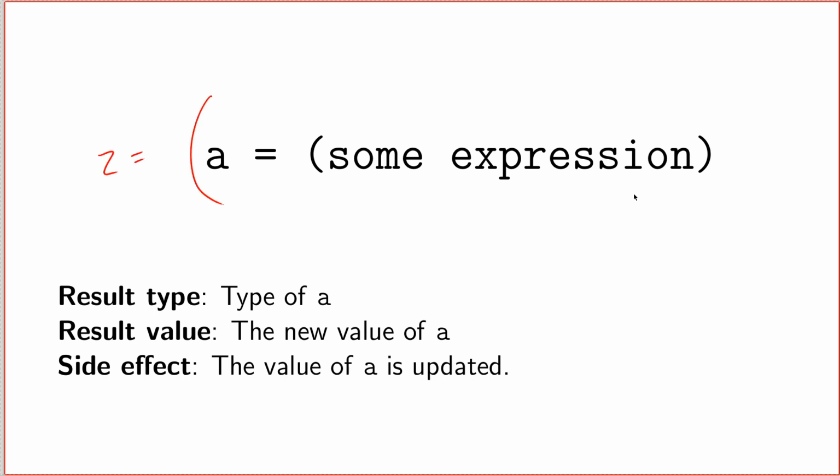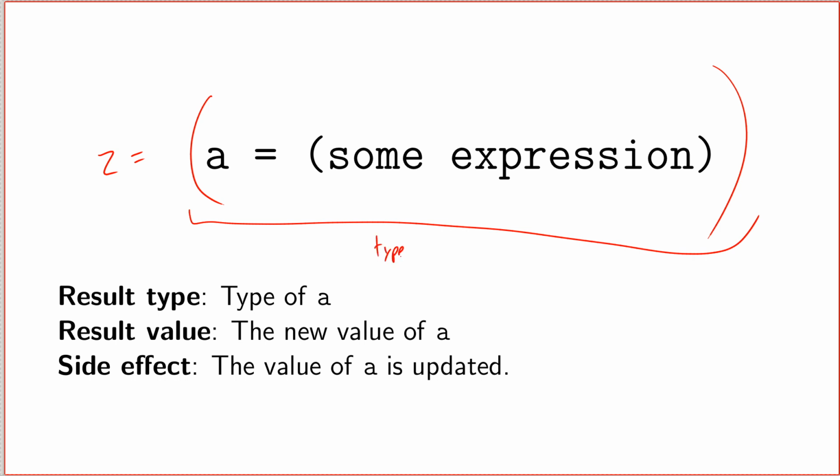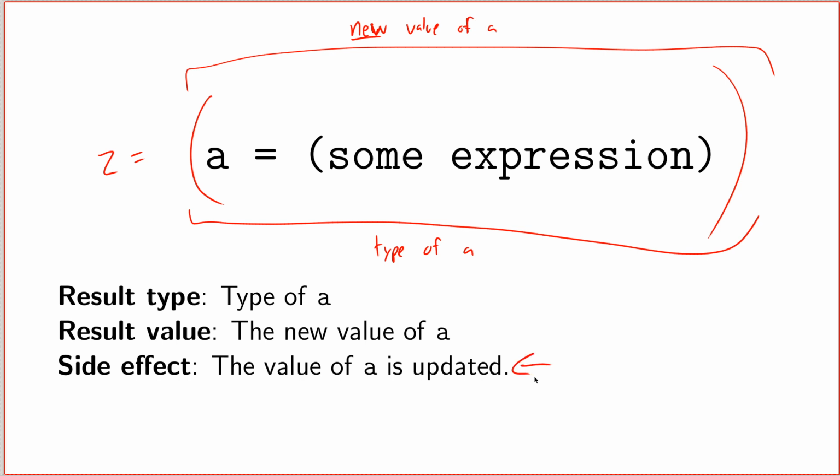So if I were to write something like Z equals this whole thing, what comes out of the brackets? And the answer is, the result type is whatever the type of A is, and the result value is the new value of A. In other words, I do the assignment just like I'm used to, and then whatever the new value of A is, that is what gets sent out of the brackets. That is the result of my assignment operator. And you'll notice, of course, there is the side effect that I update the value of A.